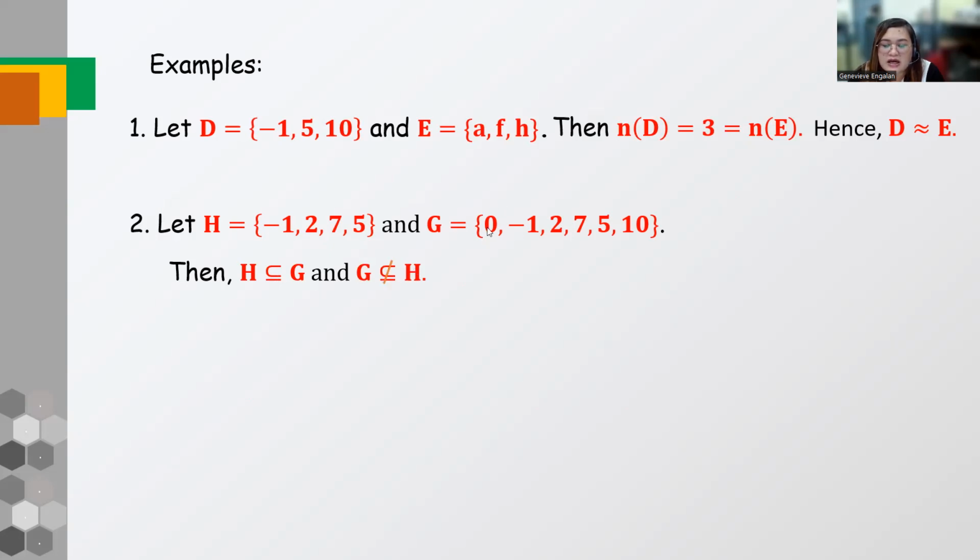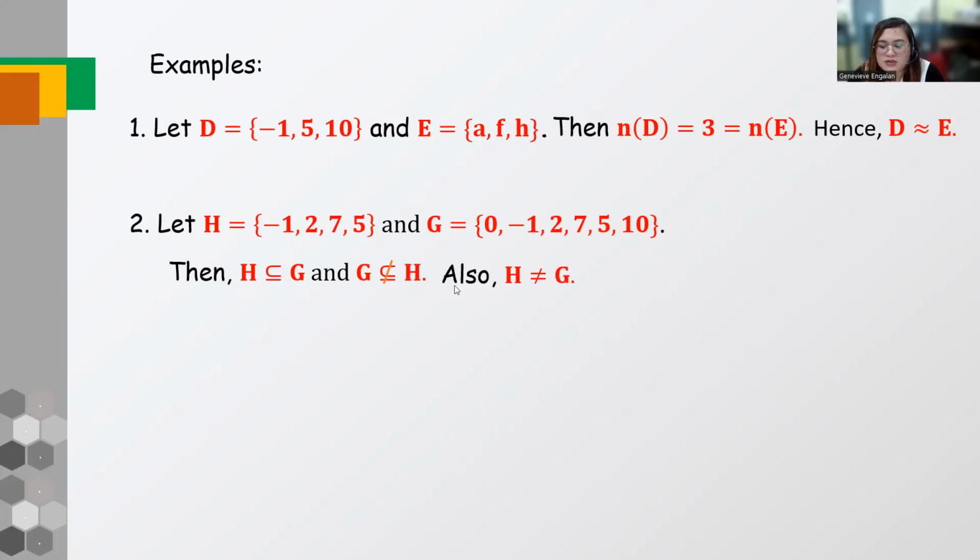Pero, si G, dili siya subset ni H. So, H is a subset of G. But, G is not a subset of H. Kay naman, si 0, wala man na siya kang H. Si 10, wala pod siya kang H. So, dili ta makaingon nga si G is subset sa H. So, si H lang is subset sa G, and G is not a subset of H.